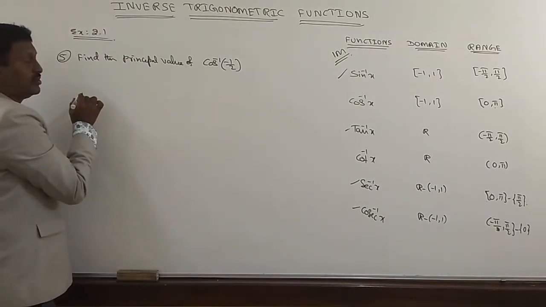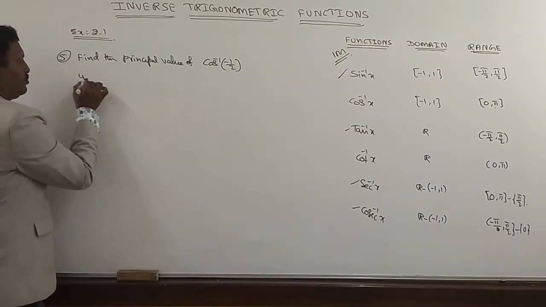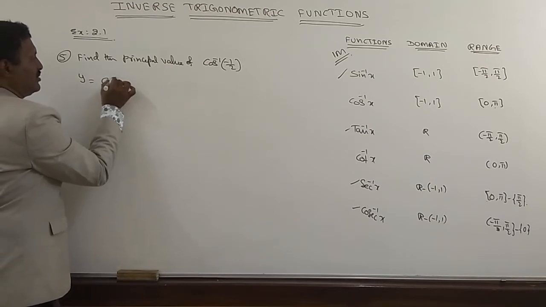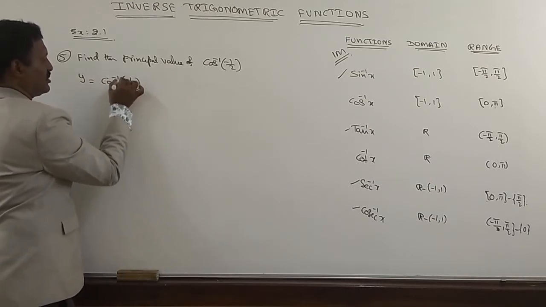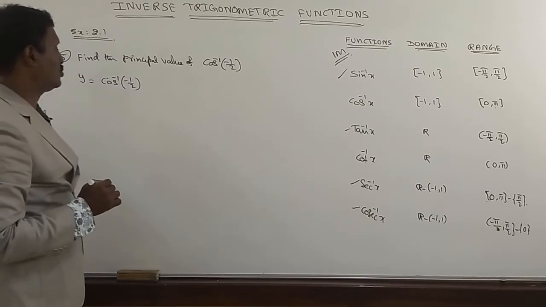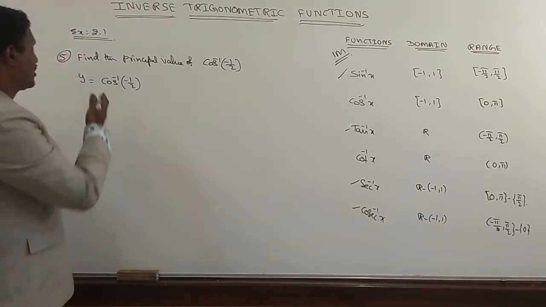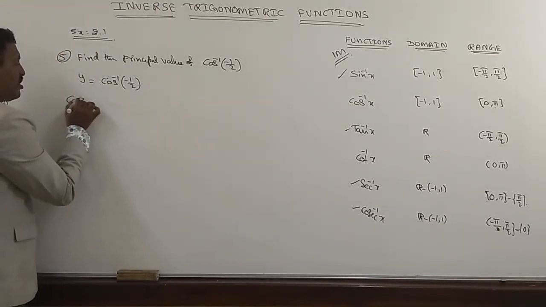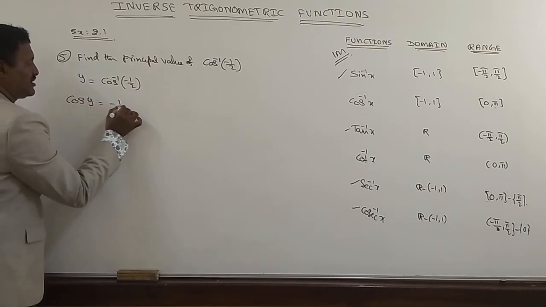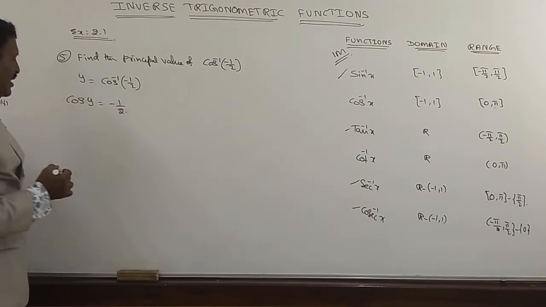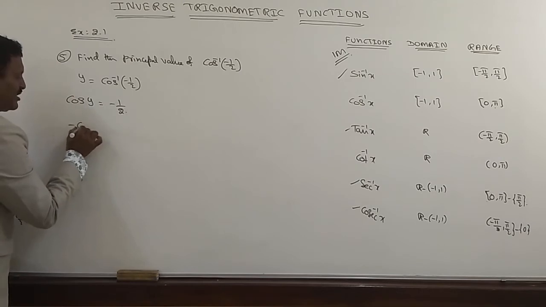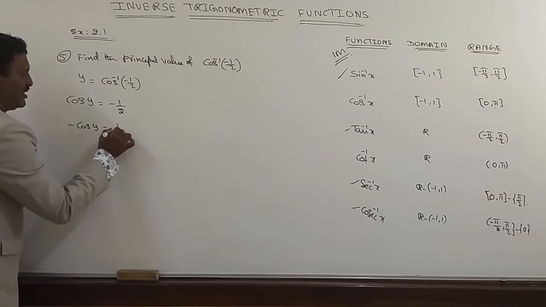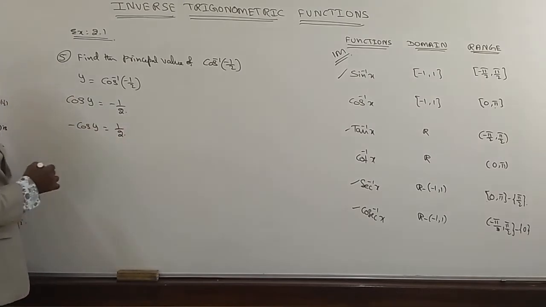Now, how to find it? Let y is equal to cos inverse minus half. We should write like that. Y is equal to cos inverse of minus half. Cos inverse, take it to the left hand side. Cos y is equal to minus half. Multiply by minus sign. Then minus cos y is equal to 1 by 2.